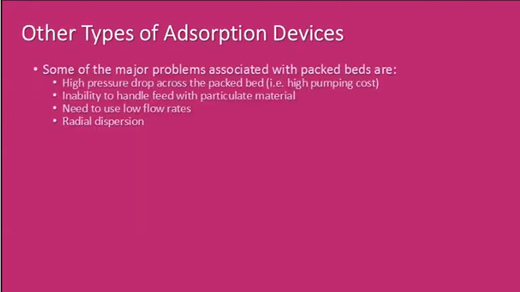So some other adsorption devices have been created based on a need due to some of the problems associated with packed beds. So some of the problems: there's a lot of cost that goes into pumping that mobile phase through the column. If you have any kind of particulates in the feed solution, that can be problematic with this method. The flow rates themselves have to be pretty low, and you have radial dispersion, which is an issue. So all these issues have led researchers to come up with different methods for adsorption.